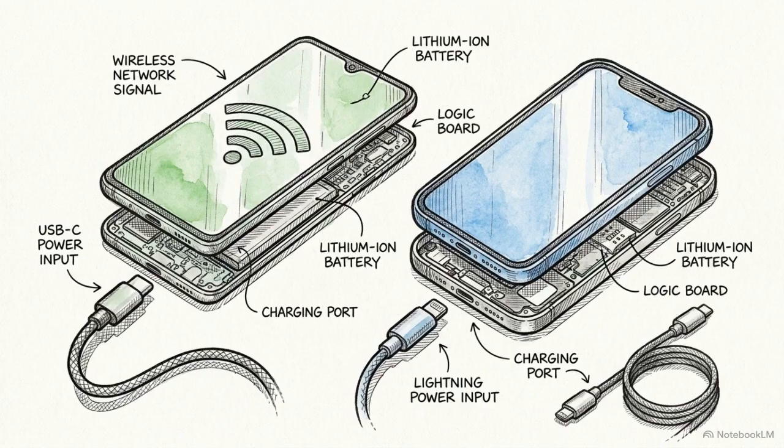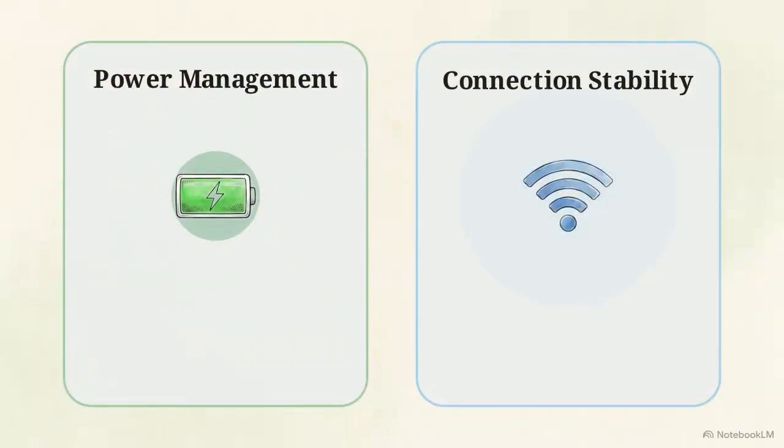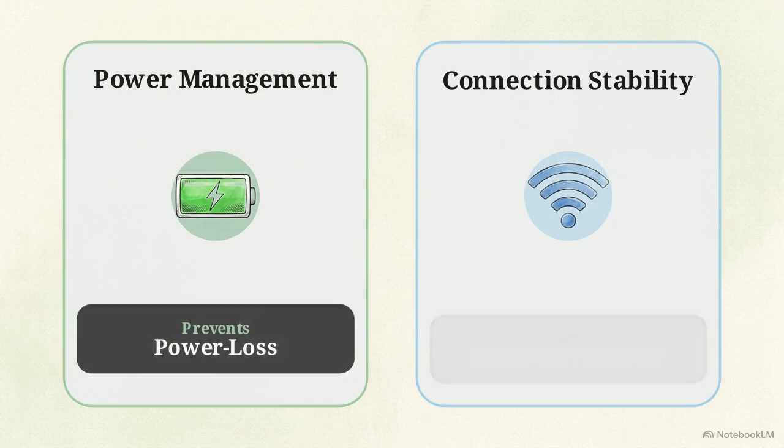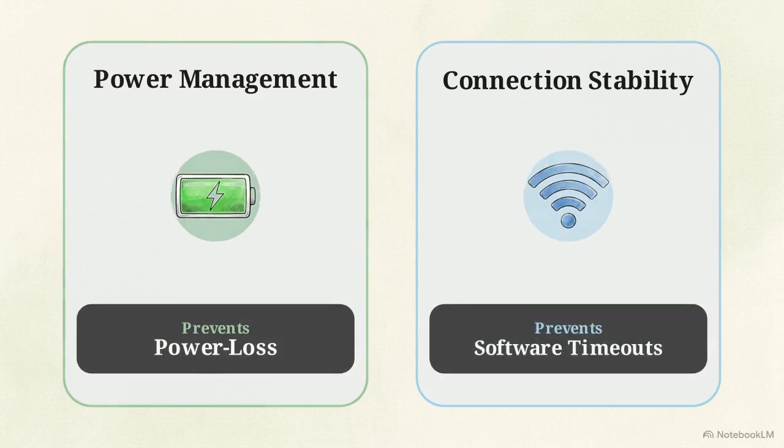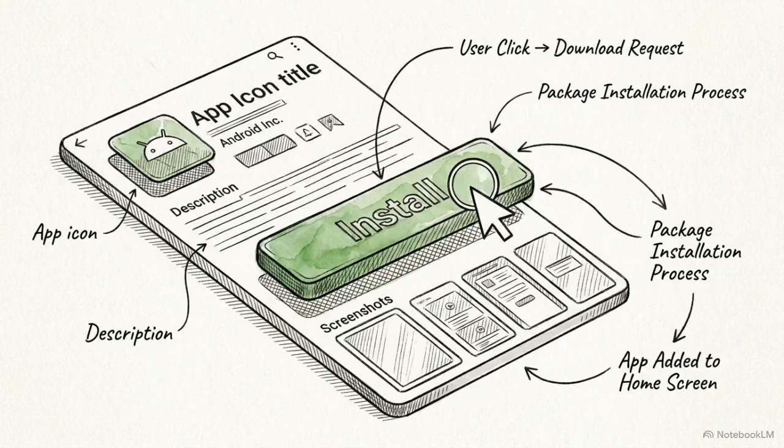Now, plug both devices into a power source and ensure your Android phone is connected to a stable Wi-Fi network. By establishing a steady power supply and a controlled device state now, you eliminate the power loss and software timeouts that cause most data transfer errors. On your Android device, open the Google Play Store. Download the Move to iOS app and accept the terms of service.